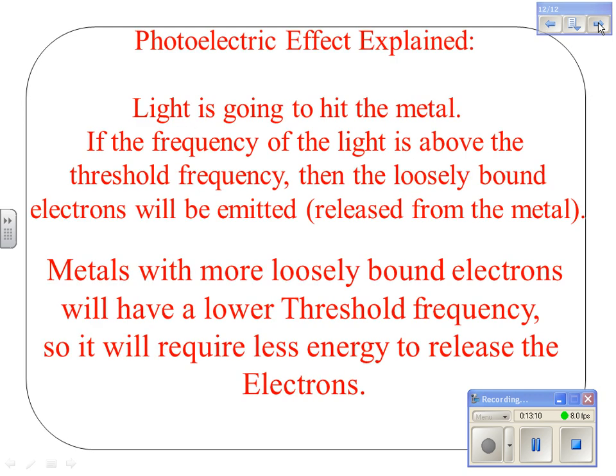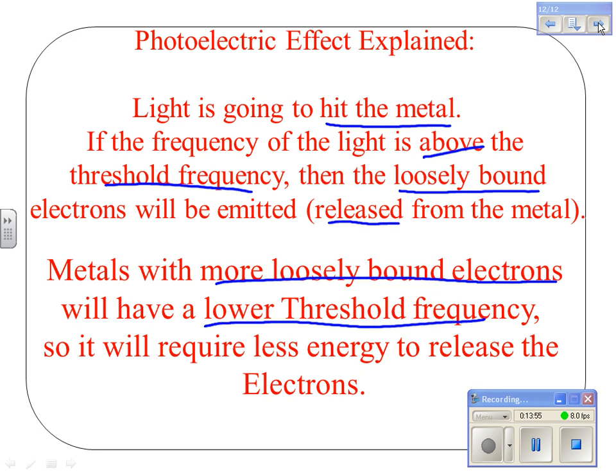This kind of summarizes the photoelectric effect. We already drew a picture of it, but some people learn better by seeing it in words. So light is going to hit the metal. It's pretty obvious light's going to have to hit the metal. If the frequency of the light is at or above the threshold frequency, then the loosely bound electrons will be emitted, or released from the metal. We'll talk more about loosely bound, because there are certain electrons that are released more easily. Also, metals with more loosely bound electrons will have a lower threshold frequency. In other words, they're more ready to get rid of those electrons, so it'll require less energy. If you have a lower threshold frequency, then you require less energy to release those electrons. That makes sense, and it goes with the work function understanding of threshold frequency.